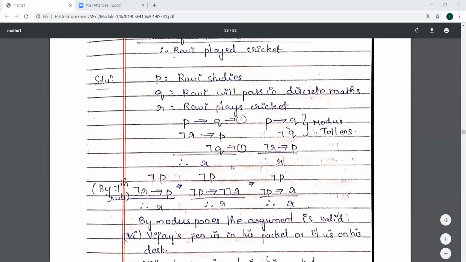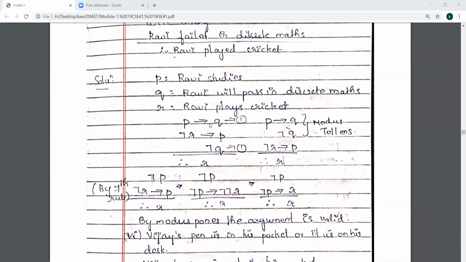Now we have to check whether it is valid or not. So what we are going to do is, we are going to apply the rules of inference to check whether we are getting the conclusion or not. We are going to use these three statements: P implies Q, negation R implies P, negation Q. Using these three statements, we are going to bring the conclusion R using rules of inference. So now we have to check what are the rules of inference we are going to use.